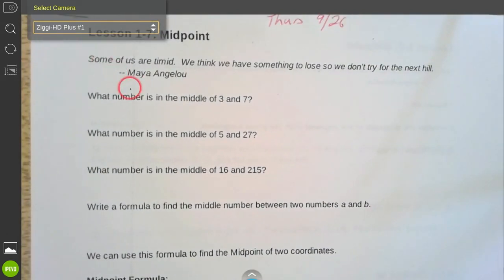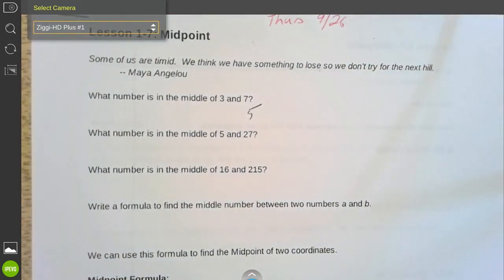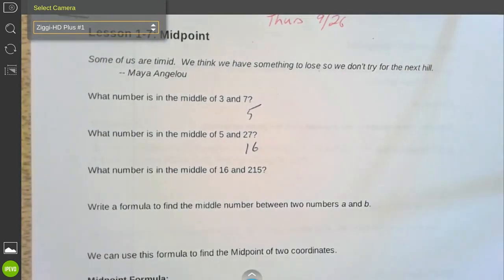So what I want you to do, take a moment and try to figure out what is the middle number between 3 and 7. Simple problem. Take a moment to do that. All right, so you found your middle number between 3 and 7, and you probably said 5. Easy as that. Okay, how about the middle number between 5 and 27? Take a moment to figure that one out. Okay, you probably came up with 16.